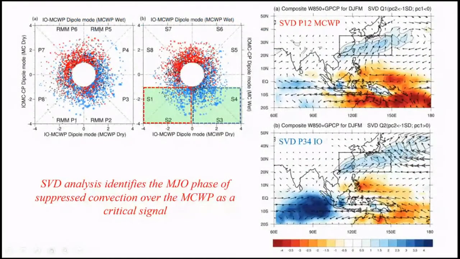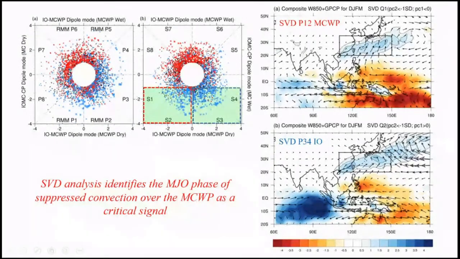So the next one is to show the relationship. What we do here, I just show one of the composite figures performed in this study. This is a very similar phase diagram. Oh, this is PC1 and this is PC2 from the SVD. And we found that from SVD analysis, the PC2 is a very important mode. So we consider for the PC2 must have amplitude larger than one standard deviation. So this is SVD phase 1 and 2. And this is SVD phase 3 and 4. And then the composite low-level precipitation and the wind is shown here.